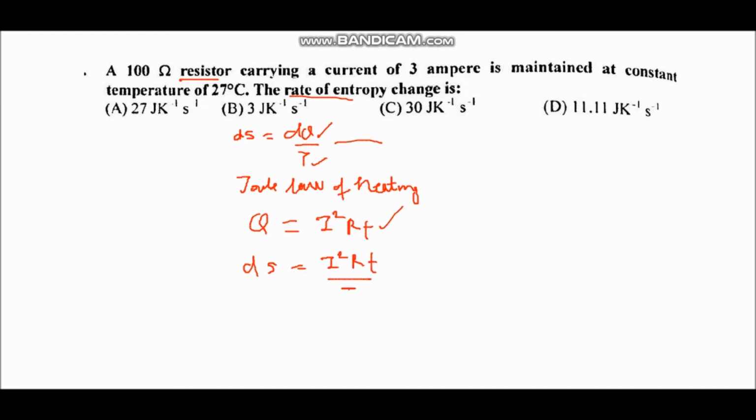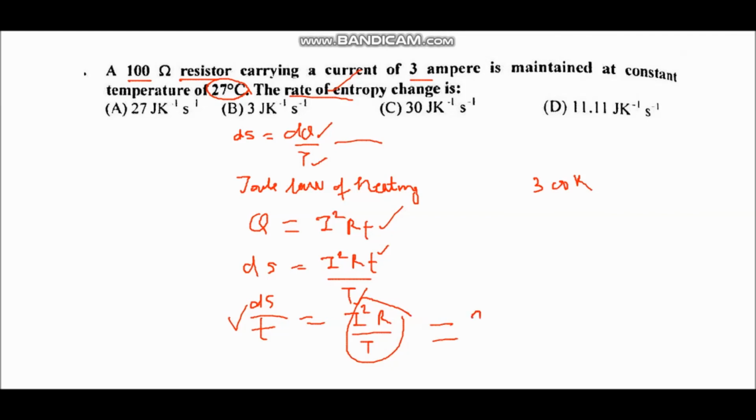So here we have to find the rate of entropy change, means we divide ds by this T, then on the left side we have the rate of change of entropy, which is equal to I square R, and we have the values of I, which is equal to 3 ampere, R is equal to 100 ohm, and temperature is 27 degrees Celsius, means 300 Kelvin. So after substituting all the values and solving the right hand side, we will get the answer 3 joule per Kelvin per second. So it means option B is correct.